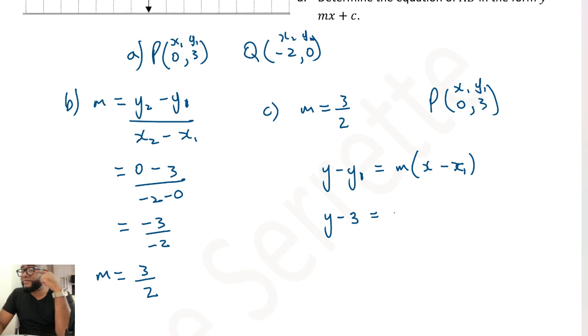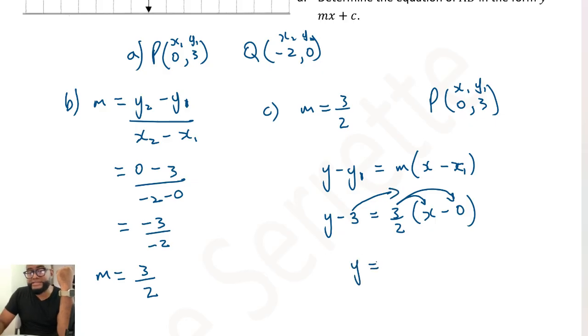Where are we getting negative from? What is x1? 0. First thing we have to do here is get rid of the... and what we do is subtract 3. So y is equal to 3 over 2 times x, which is 3 over 2x. 3 over 2 multiplied by 0, well, that's 0, so we don't even put that. Plus 3, excellent. That's the equation of my line there.